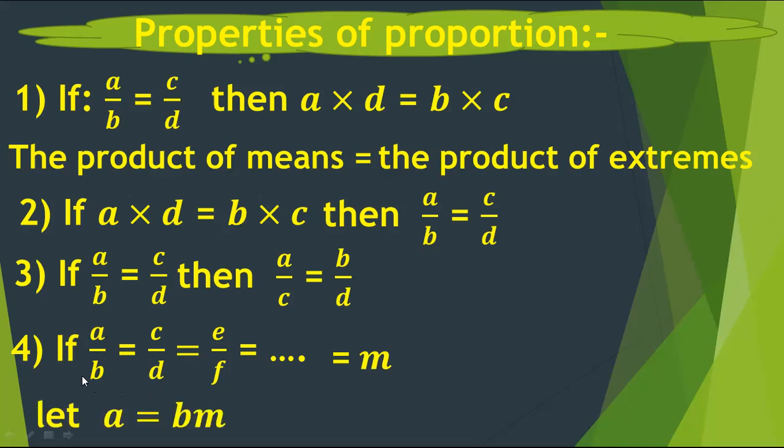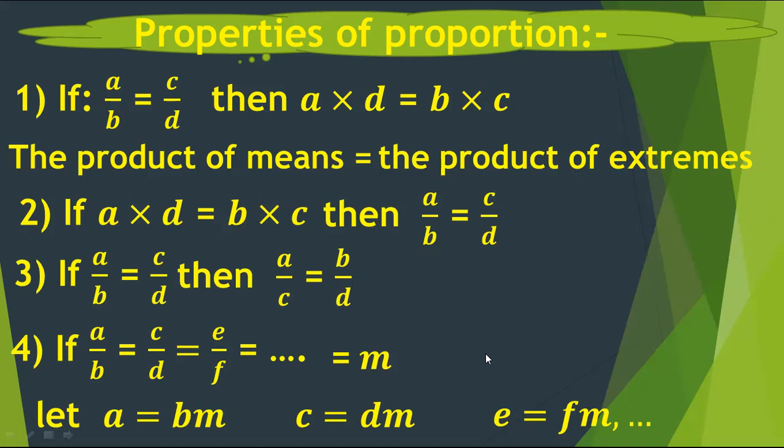A equals BM. Consider M, its denominator equals 1. Then the product of means equals the product of extremes. Then A equals BM, and C equals DM, and E equals FM.